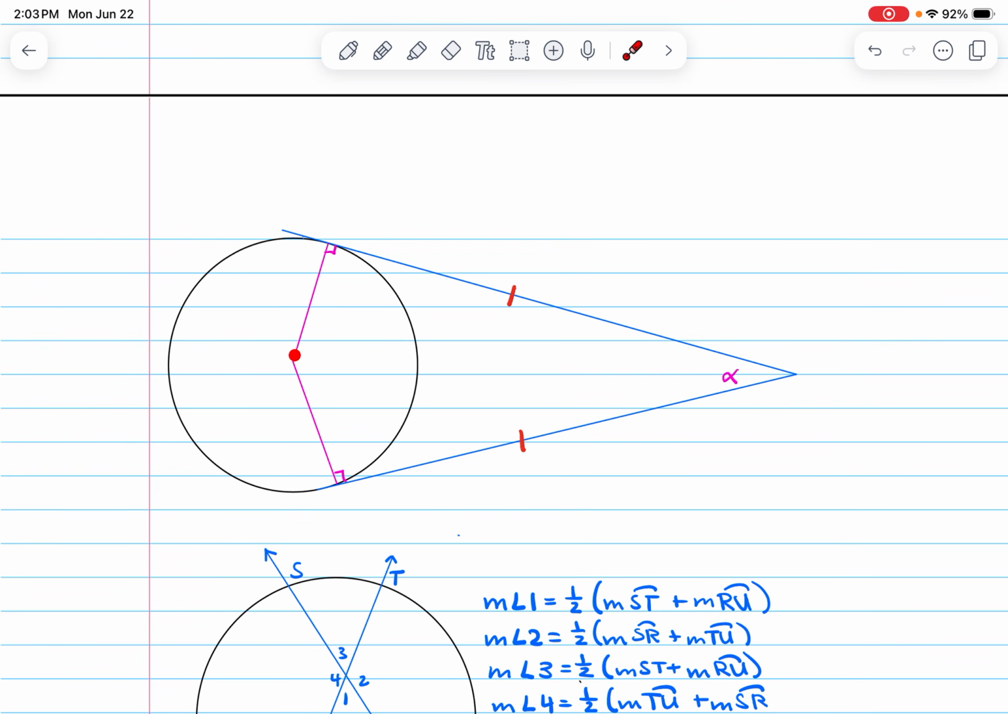So there's a little segment that comes up from the center of the circle to a point of tangency, and where it meets that tangent, it's always going to be a right angle. Okay? So you can see that right angle here and here.